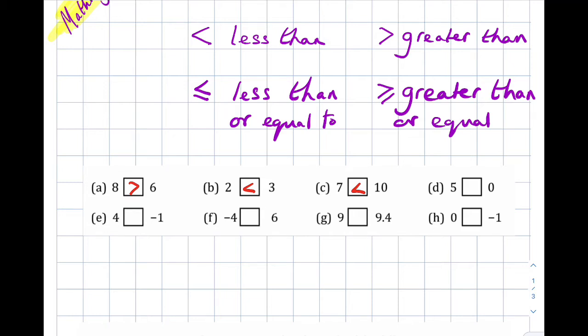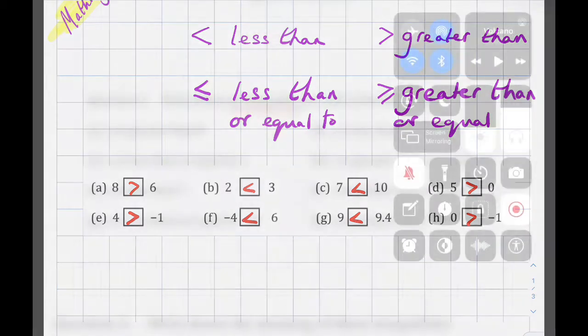Next one, 5 is what compared to 0? 5 is greater than 0. 4 is greater than negative 1. For F, minus 4 is less than 6. G, where we've got 9, which is less than 9.4. H, 0 is greater than minus 1.